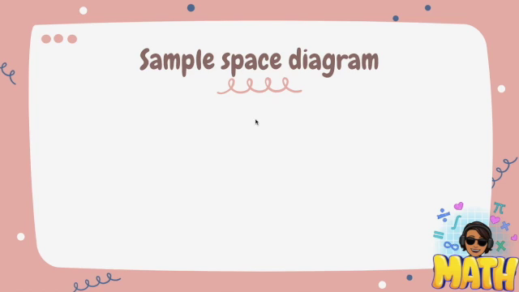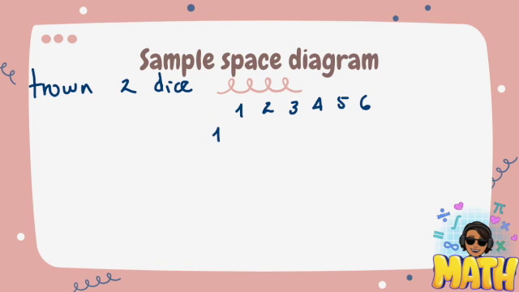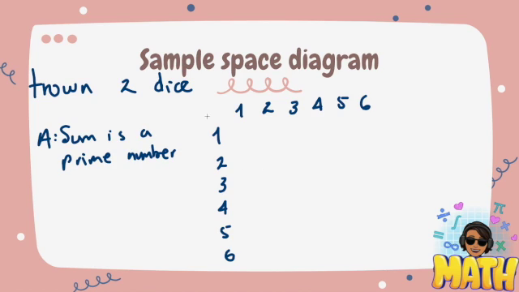Now we're going to think for this experiment that we're going to throw 2 dice. So we're going to write horizontally all the possible outcomes of one of the dice and vertically all the possible outcomes of the other dice. So here we have 1, 2, 3, 4, 5, 6, and 1, 2, 3, 4, 5, and 6. So let's say that the event A is going to be the sum is a prime number.